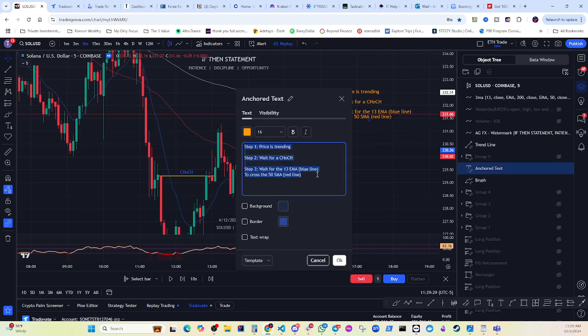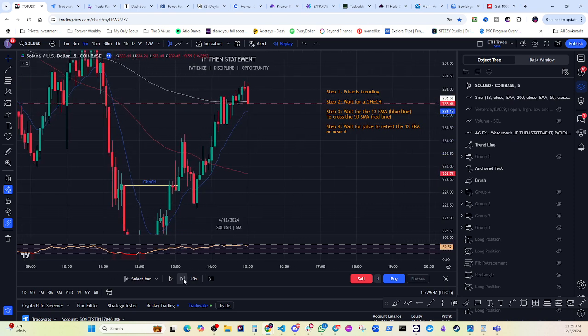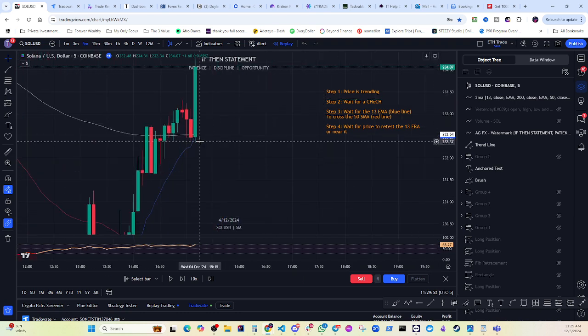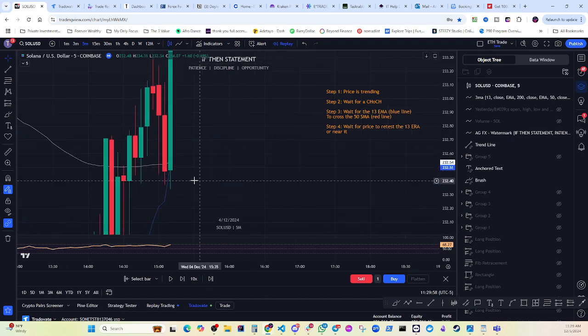Step number 4. We're about to wait for price to retest the 13 EMA or near it. So you see this right here? See how it retested the 13 EMA? Okay, that's what we're looking for. Now, as you see, the bottom of the body is near. The bottom of the wick is the one on the right. It's more than the one on the left.